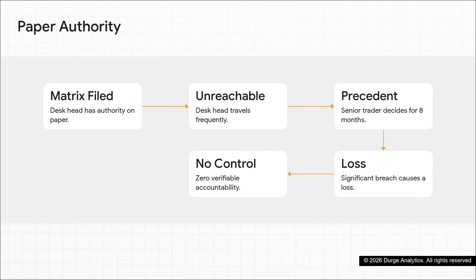So the senior trader just stepped in and resolved breaches informally for 8 straight months. When a major breach inevitably occurred and the market moved heavily against them, there was zero verifiable accountability. The matrix didn't match the observed behavior, which meant there were zero decide owners in practice. The whole thing was a liability, not a control.